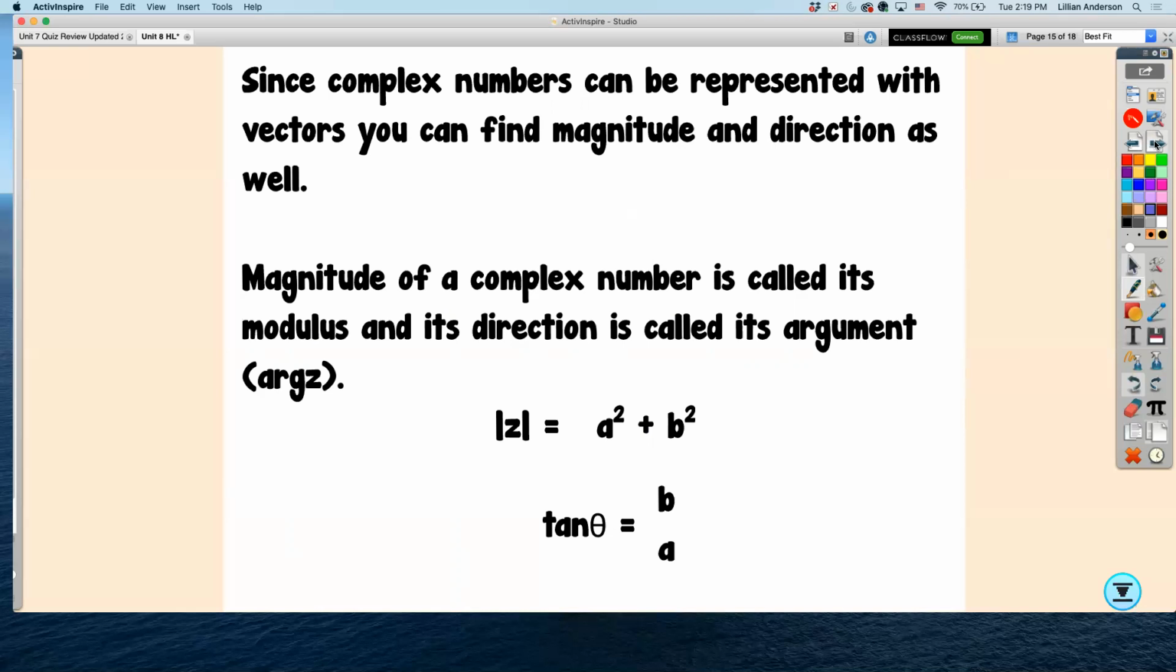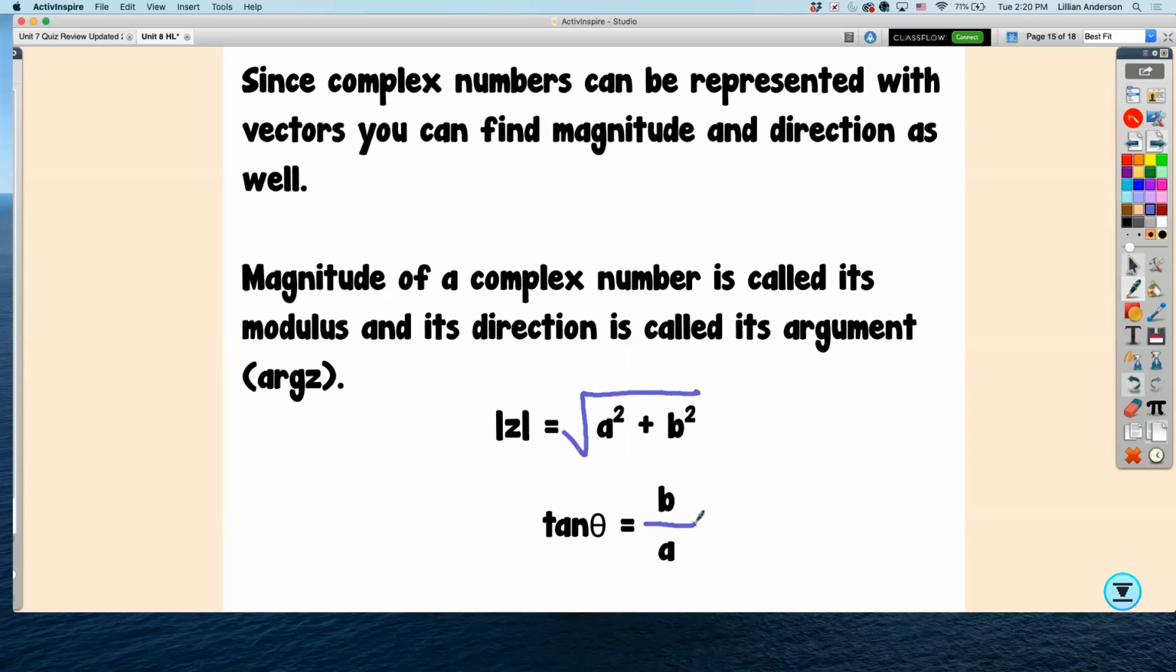Remember, magnitude was technically the size of the vector. It's called a modulus for a complex number. Direction is called an argument for a complex number. It can be abbreviated as arg z. That's the way it can be abbreviated.